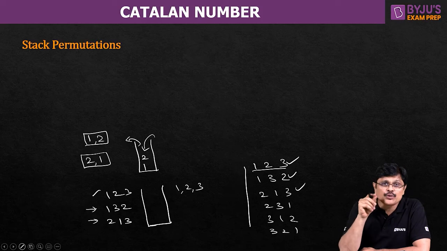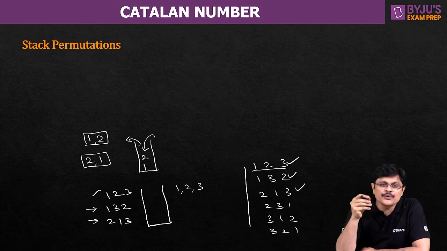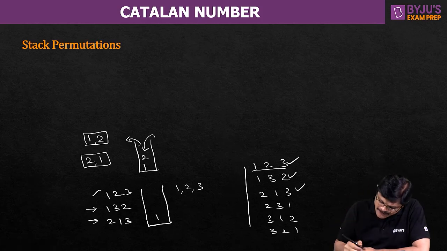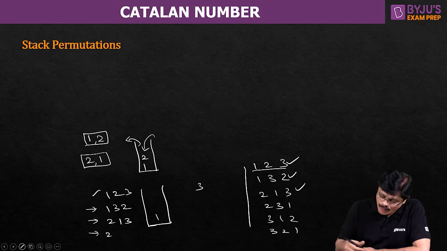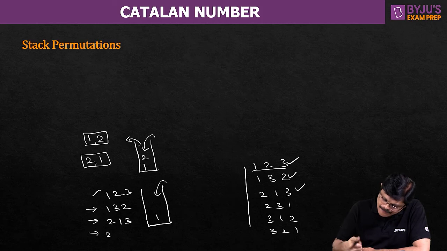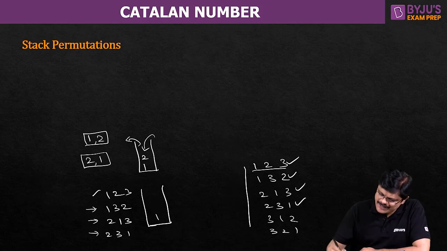See, if you want to get 2, 3, 1, it means till you get 2, you have to push everything. So you push 1, then you push 2, then you want 2. So first pop 2. You got 2, now you pop 2. Don't pop 1. Now you push 3, because you want 3 now, pop 3. Now you pop 1. 2, 3, 1 is possible.